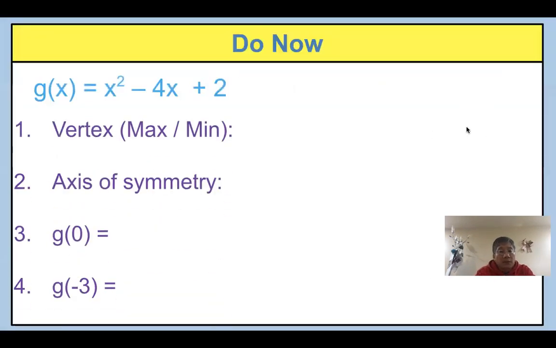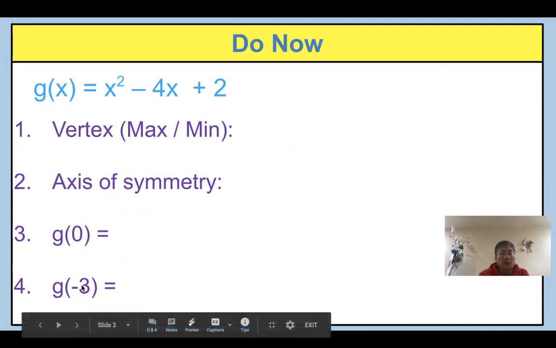Look at the function y equals x squared minus 4x plus 2. g of x is the same as y, the function g of x. Can you find the vertex, axis of symmetry, g of 0, and g of negative 3?